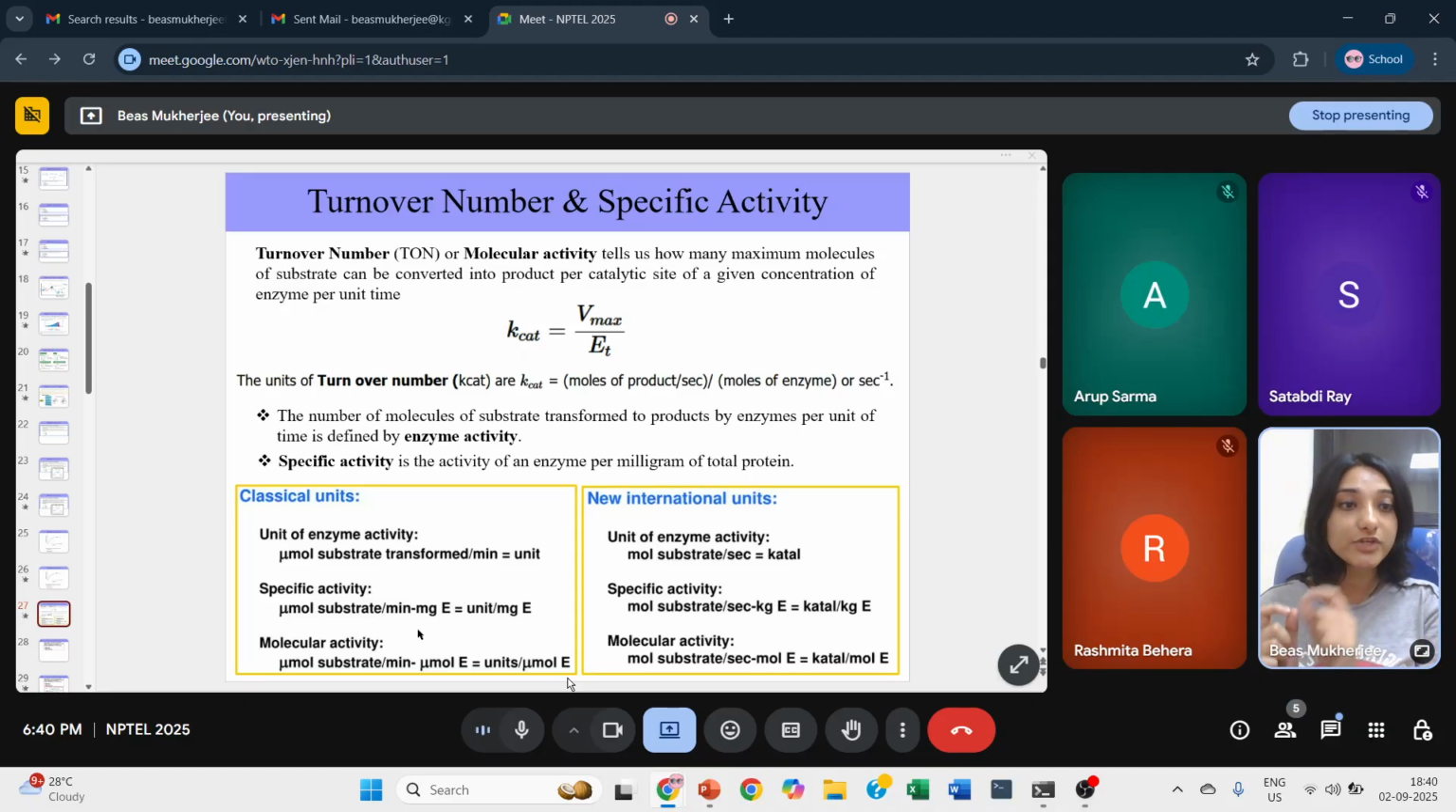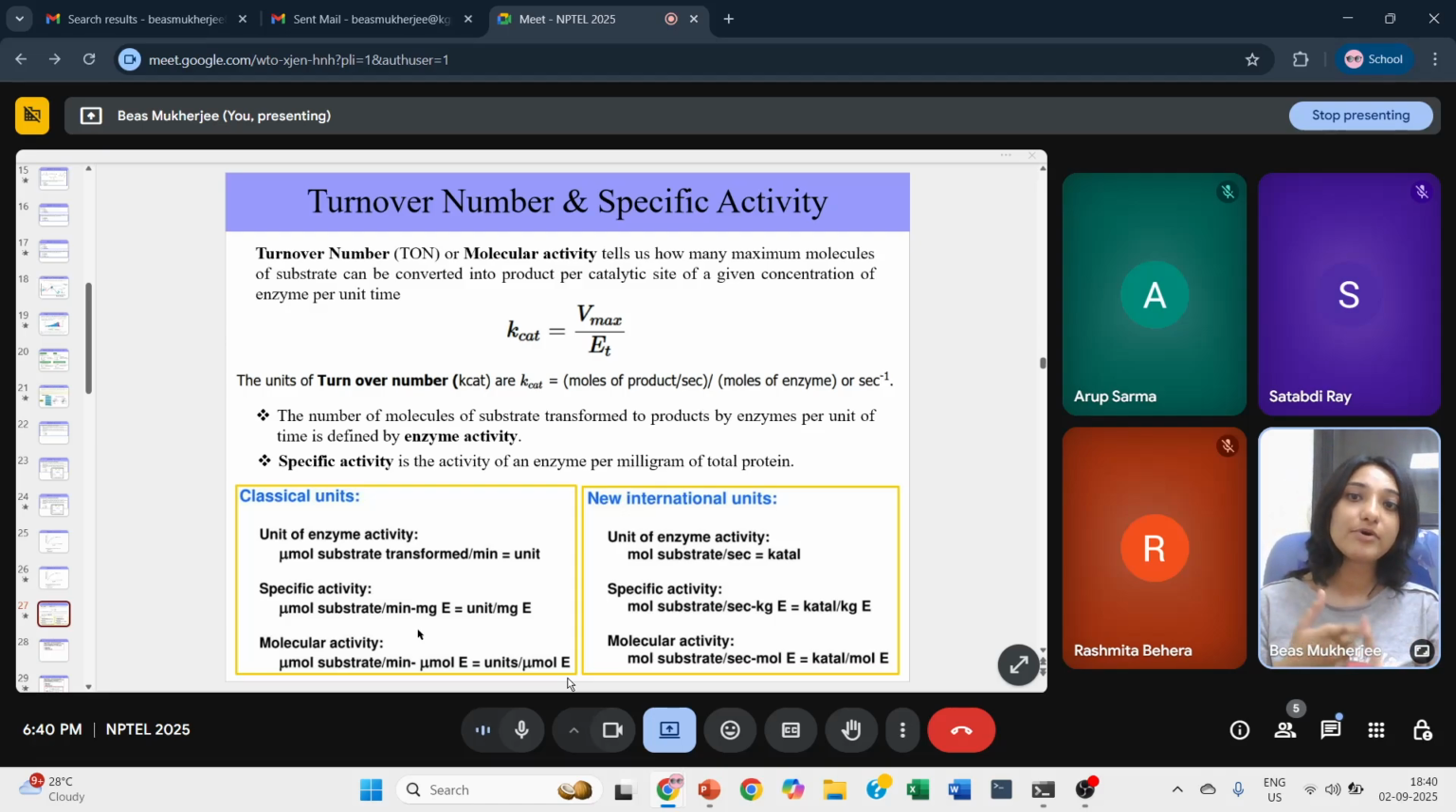So you need to know which one is related to which one and which one means what. Okay. So first thing is turnover number or molecular activity. This tells us how many maximum molecules of substrate can be converted into product per catalytic site of a given concentration of enzyme per unit time. Okay, so that is kcat.